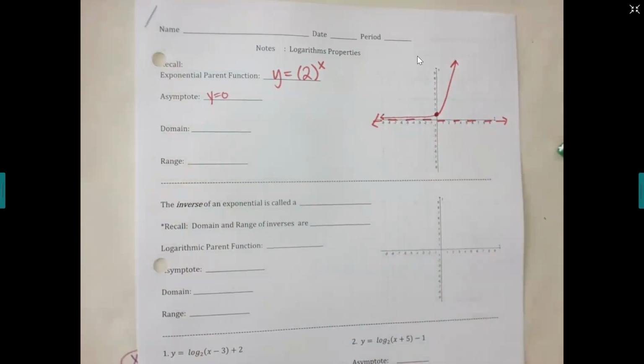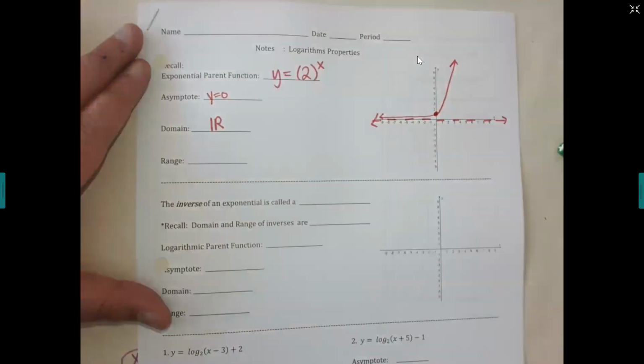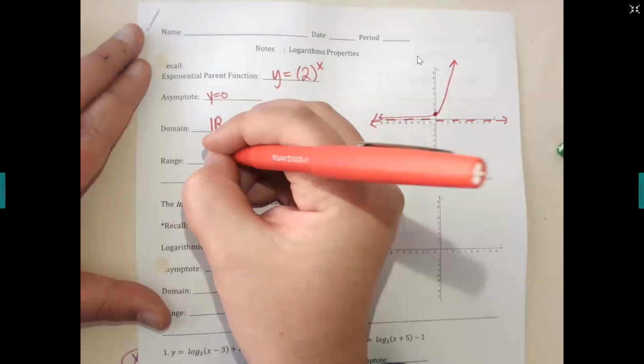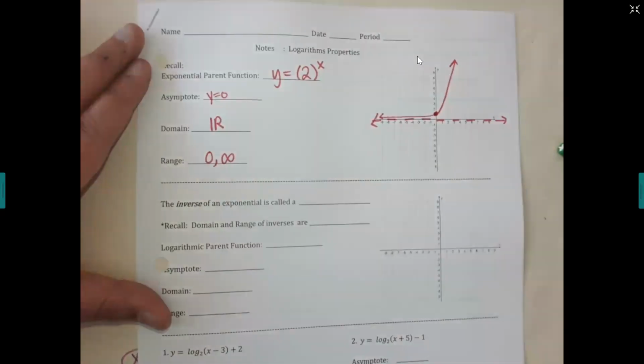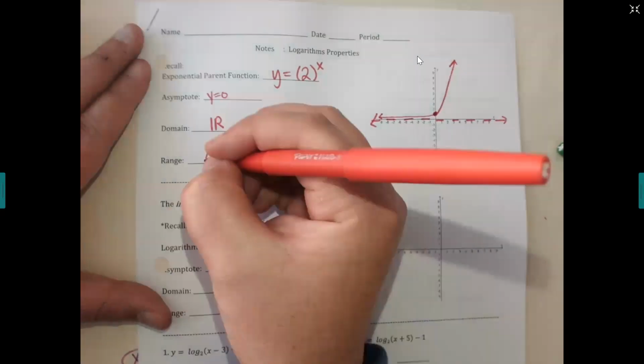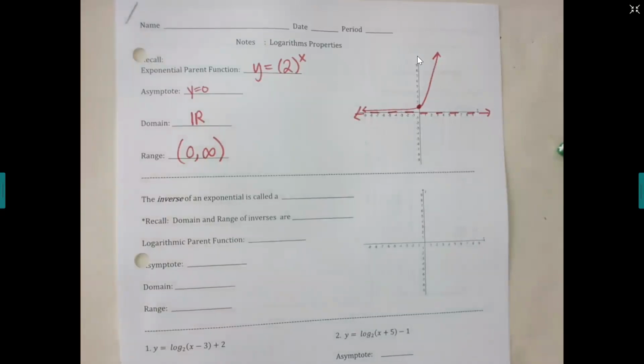Then we talked about all the different ways you can shift it to the left, to the right, up, down, whatever. What is your domain for this graph? Do you remember? Okay, all real numbers, because you have arrows on both sides. And then for the range, what is the lowest this graph can go? 0. What's the highest? And will it ever get to 0 or infinity? So we use parentheses.